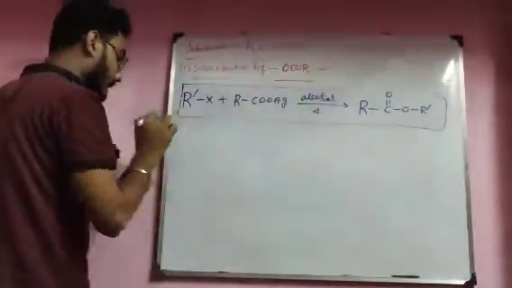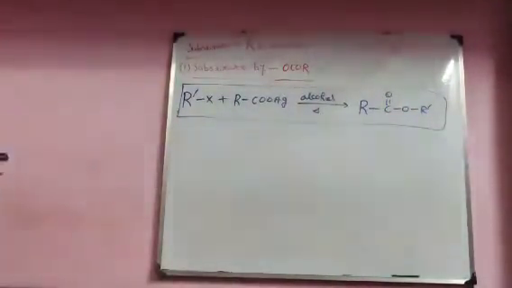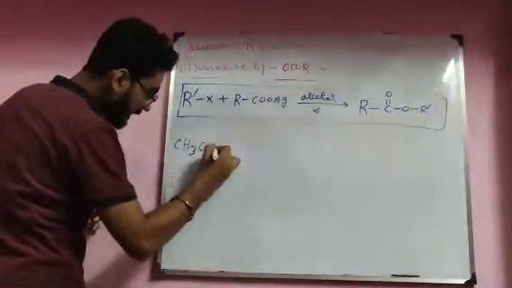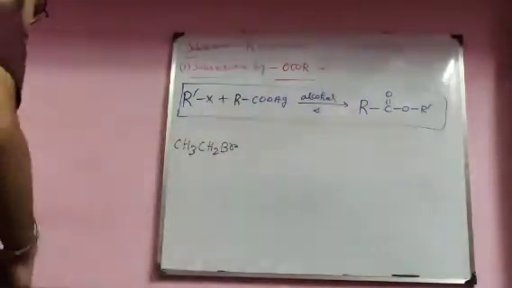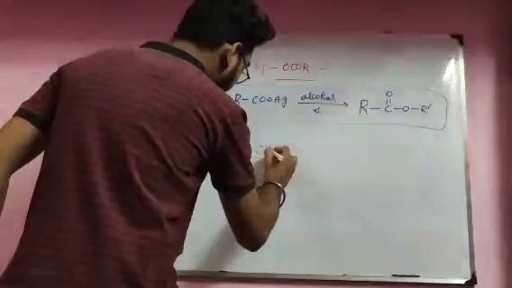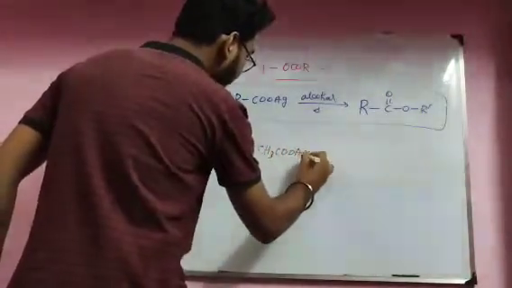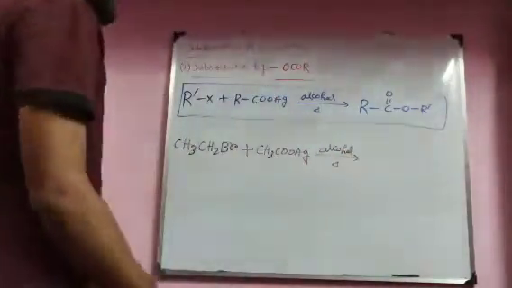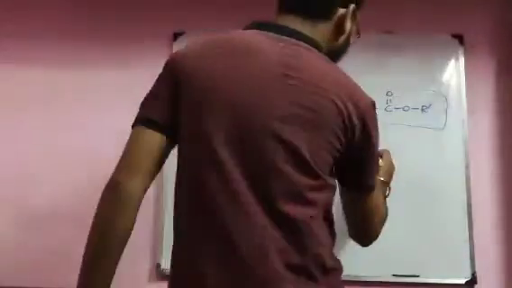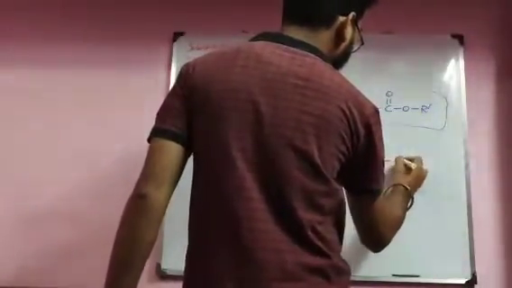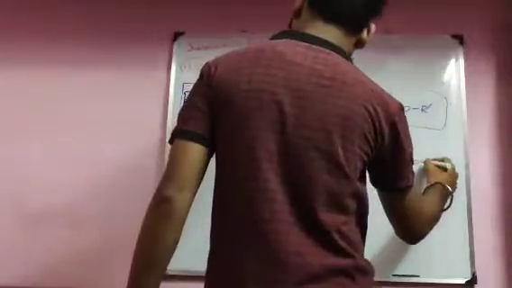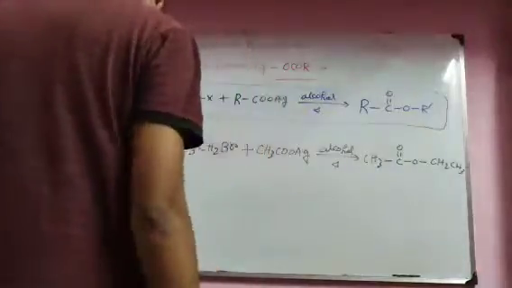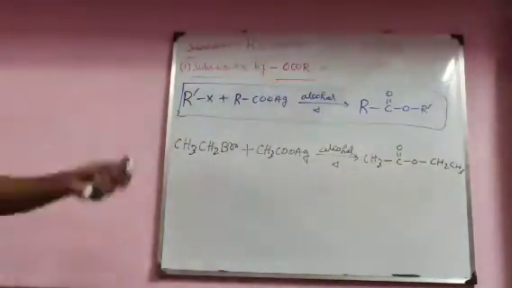Now if we take an example, the reaction is CH3CH2Br plus CH3COOAg. If we give alcohol and heat, then the product will be CH3-C(=O)-O-CH2CH3. Okay, this will be the product.